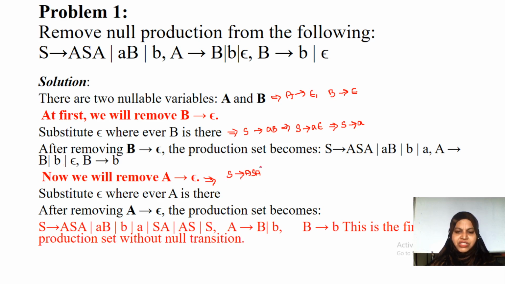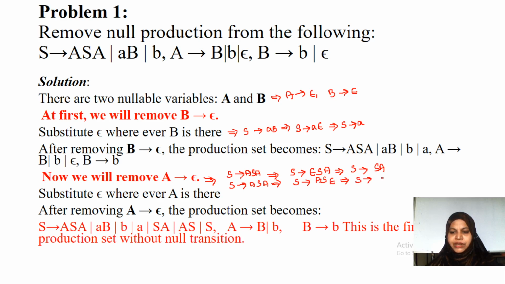So this is my original symbol where we can substitute this A. First I am going to substitute this one. S tends to epsilon SA, so my answer is S tends to SA. This is one production, right? Now in the same way, S tends to ASA is there. In this particular case, instead of this A, I am going to put this epsilon. So S tends to AS.